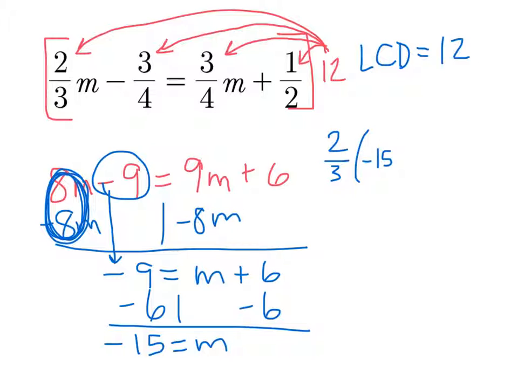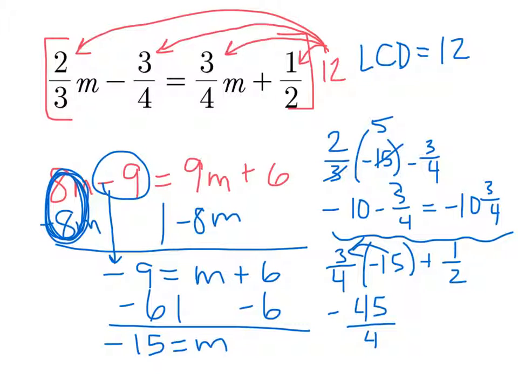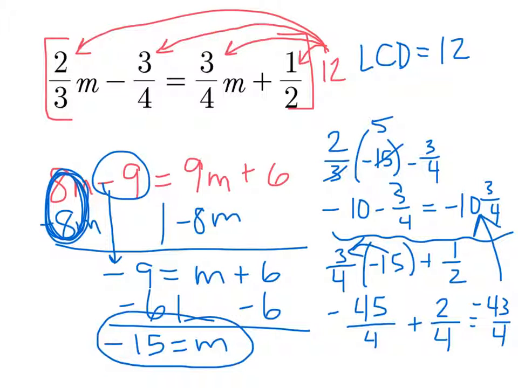2/3 of negative 15 minus 3/4. I'm going to pause this and do the math. Well, actually, I don't need to for this one. This one's a little bit faster. So negative 10 minus 3/4 is negative 10 and 3/4. Oof, more fractions. How about the other side? 3/4 of negative 15. Uh-oh, that one doesn't go evenly. Plus a half. So this will be negative 45 over 4 when we multiply. 15 times 3, negative 45 over 4, plus 2 over 4, which gives me negative 43 over 4, which is indeed equal to negative 10 and 3/4. We know we did it right.